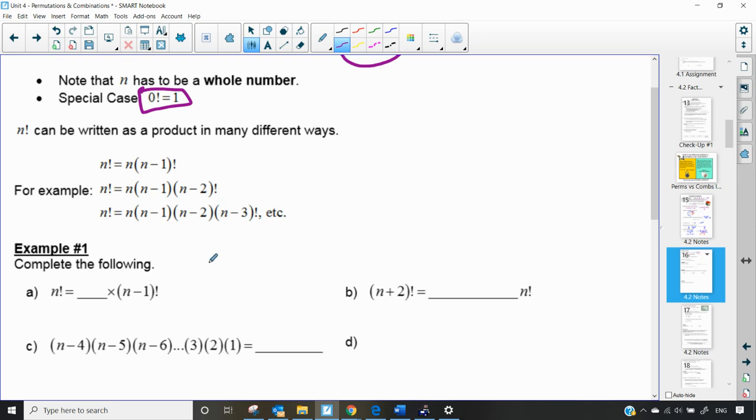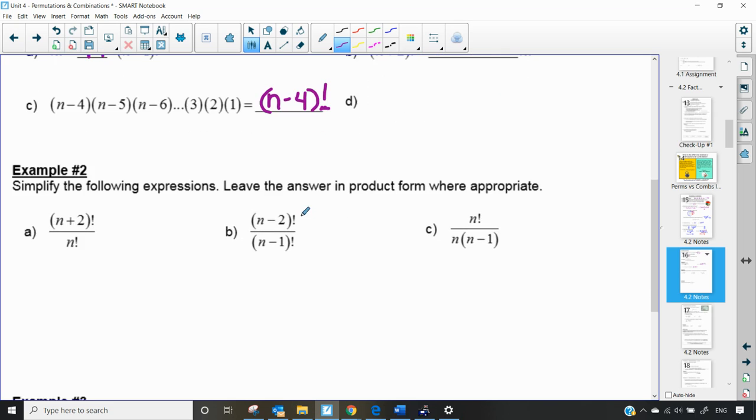So for the first one here, if I have n factorial, that's the same as n times n minus 1 factorial. If I have n plus 2, well, I start with my n plus 2. I always start with the initial expression. 1 less than that is n plus 1. And 1 less than that is n plus 0, which is n factorial. So this would be n plus 2 times n plus 1 times n factorial. Working in reverse, if I've got n minus 4 in brackets all the way down to 3, 2, 1, I start with my original expression, which was n minus 4 factorial.